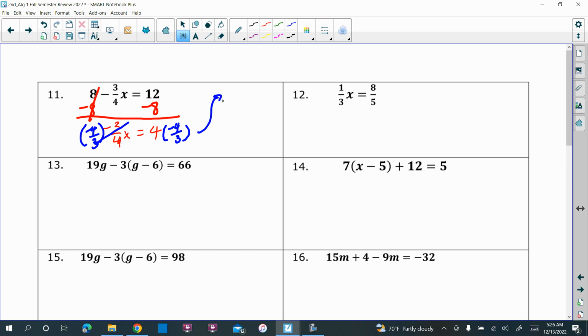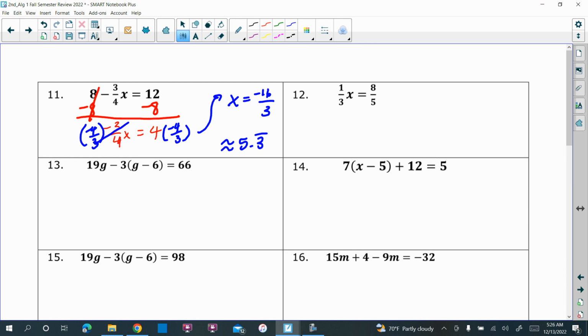I'm going to just put our answer over here. x equals -16 over 3. So keep it in fraction form. If you get a decimal, understand this is an approximation. It's not the exact. Here we have 5.3 repeating. Okay. So you will have a fraction answer in number 12.